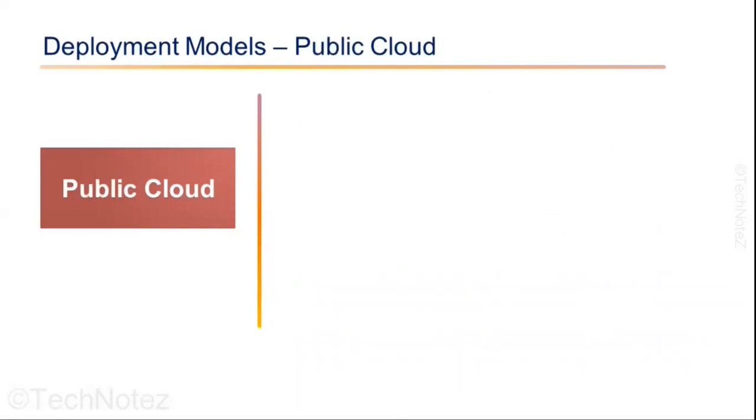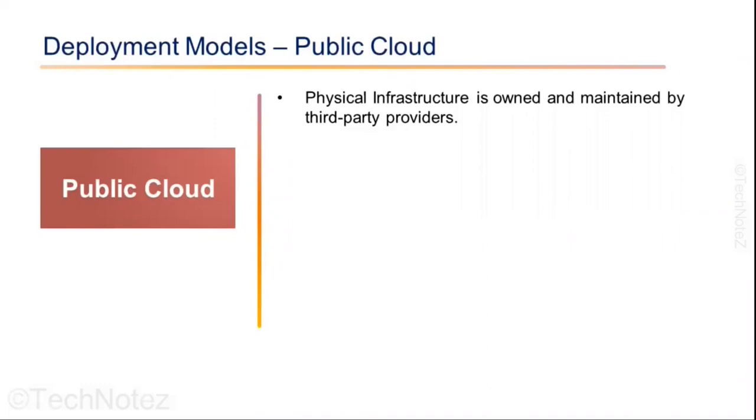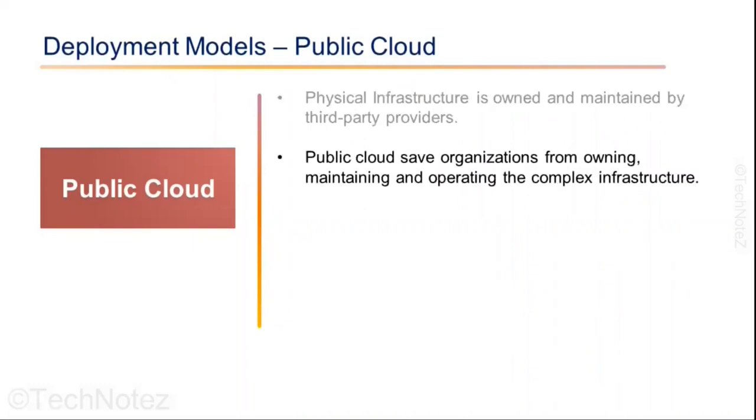Next, let's talk about public cloud. Public cloud provides a shared platform that is accessible to everyone through an internet connection. Anyone can create their resources in public cloud. Public cloud physical infrastructure is owned and maintained by third-party providers. Public cloud is an alternative approach to traditional data centers. In public cloud, a third party hosts these scalable resources and delivers them to users via internet or a dedicated network connection. Public cloud saves the organization from owning, maintaining, and operating the complex infrastructure.